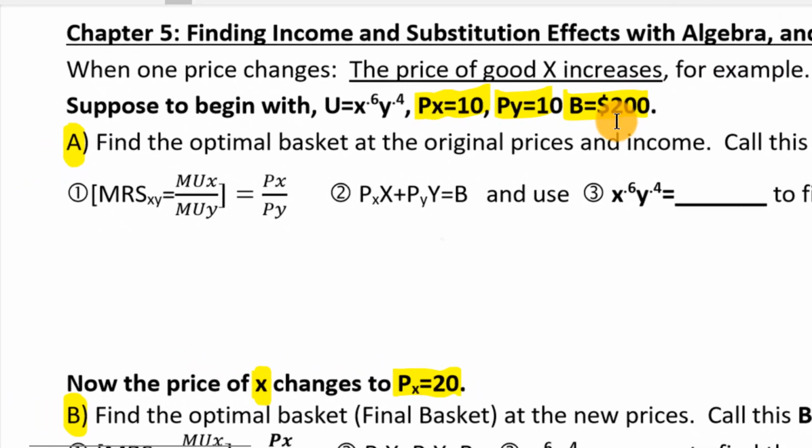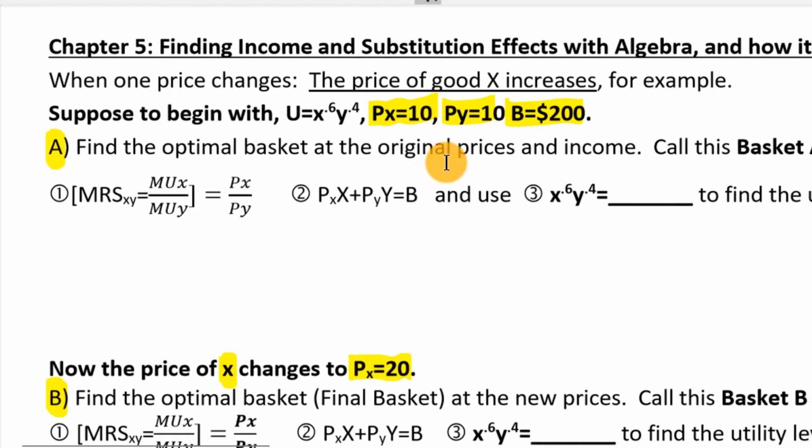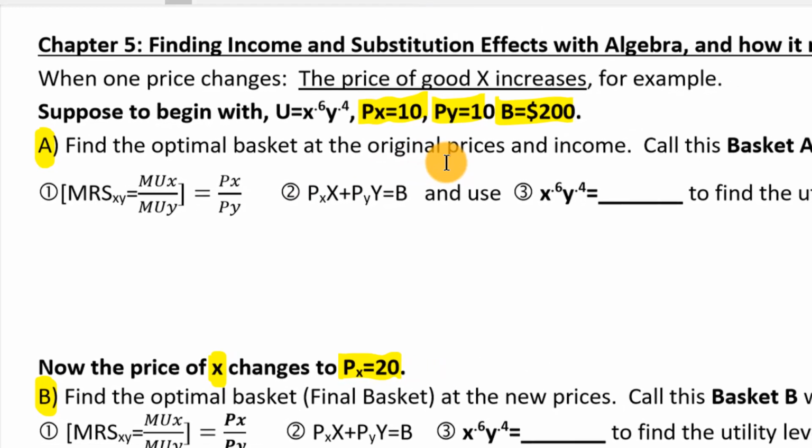Equation 1 says set the marginal rate of substitution equal to the price of X over the price of Y. The slope of an indifference curve is the MRS. The slope of the budget line is the price of X over the price of Y. Both of these are negative, so we're going to ignore the negative sign since they'll cancel out anyway.